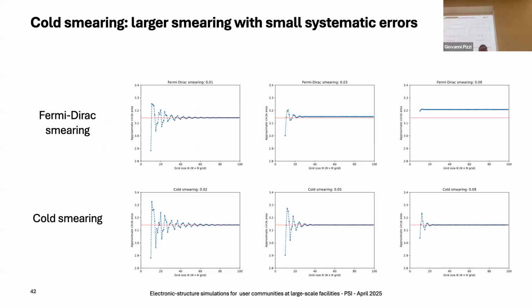Let's see what it means in the case of our circle. This is my Fermi-Dirac smearing, okay? I go from a smearing in these arbitrary units of 0.01, 0.03, 0.08. You see that essentially I get better and better in terms of flatness, but my value goes off. Now, the value which I'm converging to is not the red line. With the cold smearing, I can increase my smearing, and even with relatively large smearings, I start getting convergence, and the value is correct. I'm going very, very little away from the solution.